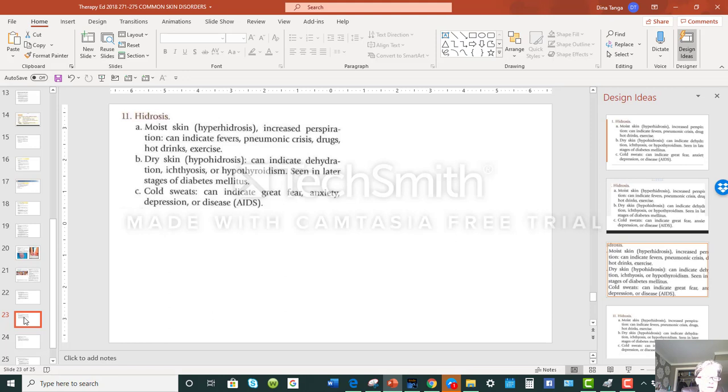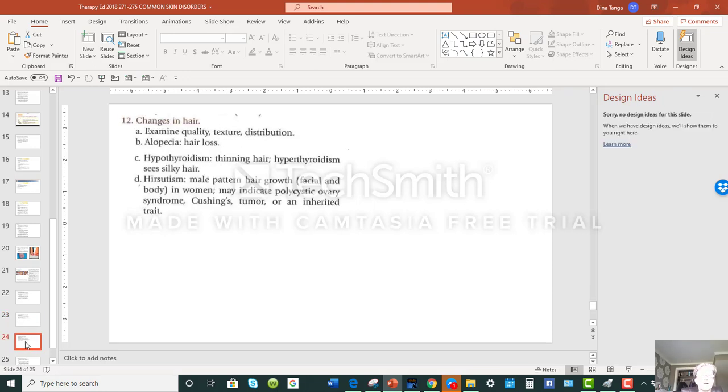Hydrosis. Moist skin, hyperhidrosis, increased perspiration may indicate fevers, phlegmatic crisis, drugs, hot drinks, or exercise. Dry skin, hypohidrosis, can indicate dehydration, ichthyosis, or hypothyroidism, seen in later stages of diabetes. Cold sweats may indicate great fear, anxiety, depression, or disease.